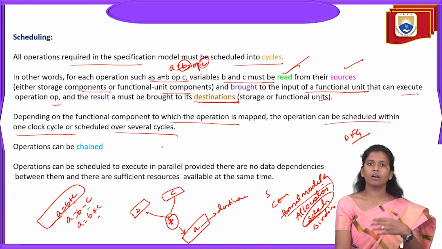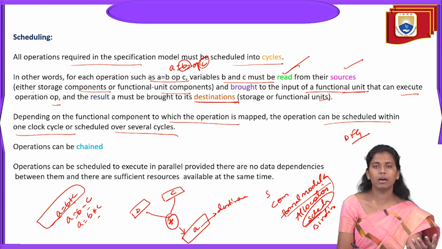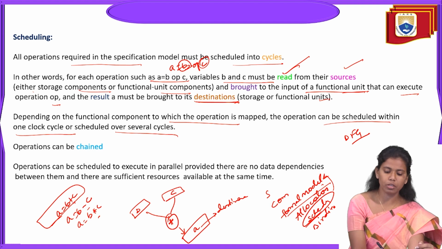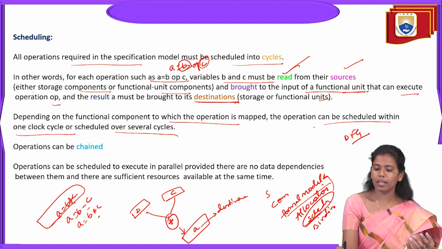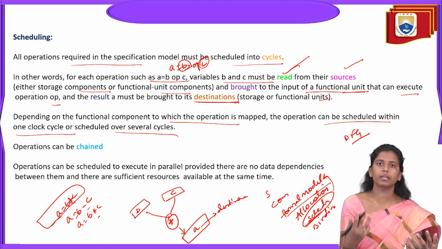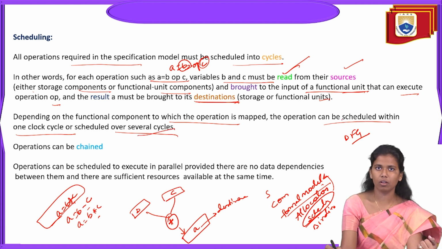As I said before, scheduling is all about the cycles, right? Depending on the functional component that you are considering, remember that after mapping, the scheduling can be done within one clock cycle, or else it can take more than one clock cycle, several cycles.